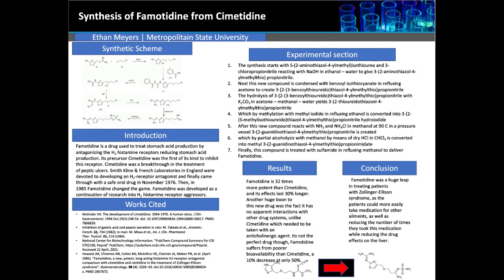SmithKline and French laboratories in England were devoted to developing an H2 receptor antagonist and finally came through with a safe oral drug in November 1976. There had been nothing of the kind inhibiting a receptor before this. Then, in 1985, famotidine changed the game.